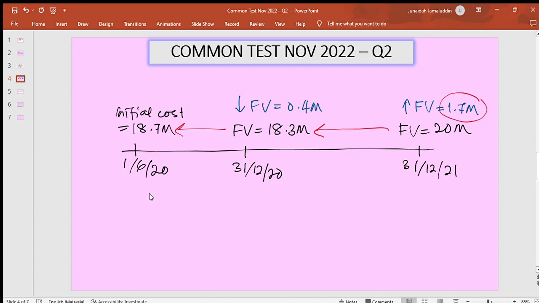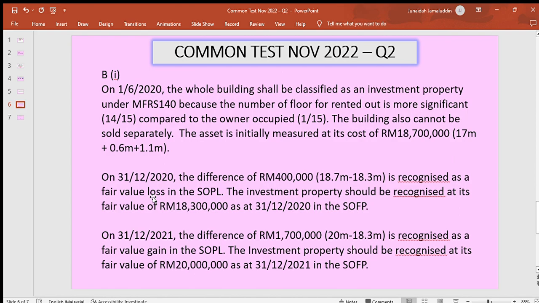Okay, so how are we going to answer this question about the accounting treatment? So this is the suggested answer. You can answer like this, or you can use your own explanation. So let's check out the answer. For the accounting treatment here, on 1st June 2020, the whole building shall be classified as IP under MFRS 140 because, as I mentioned just now, the number of floors rented out is more significant, which is 14/15.